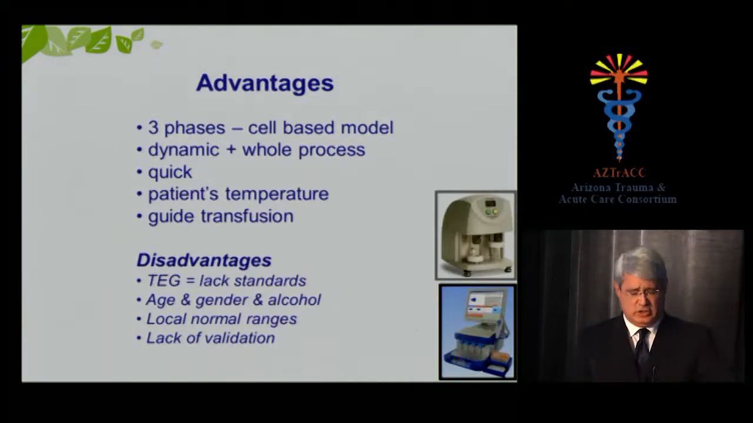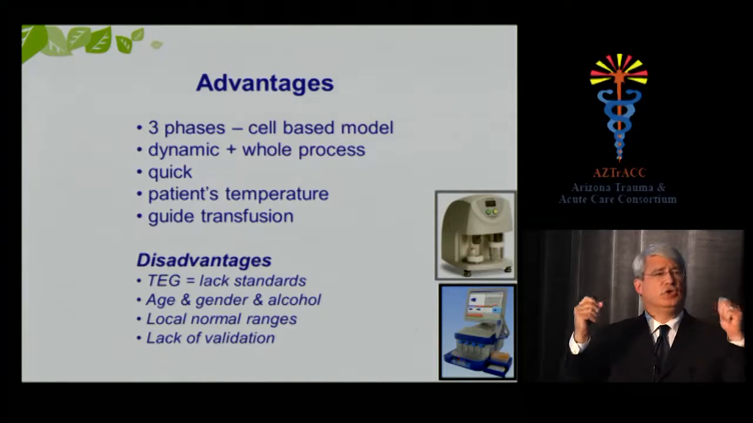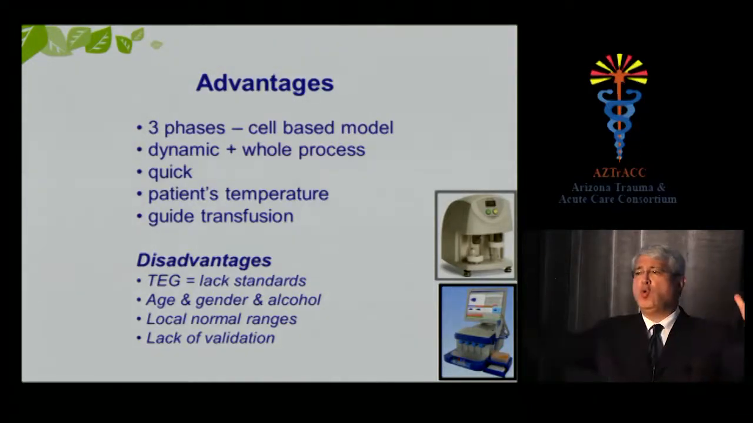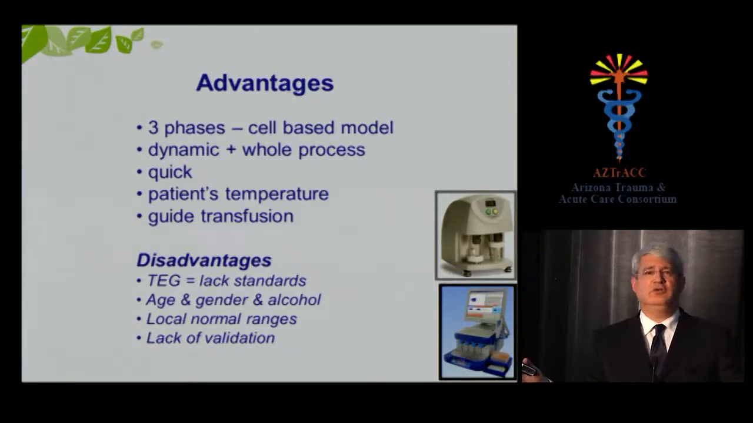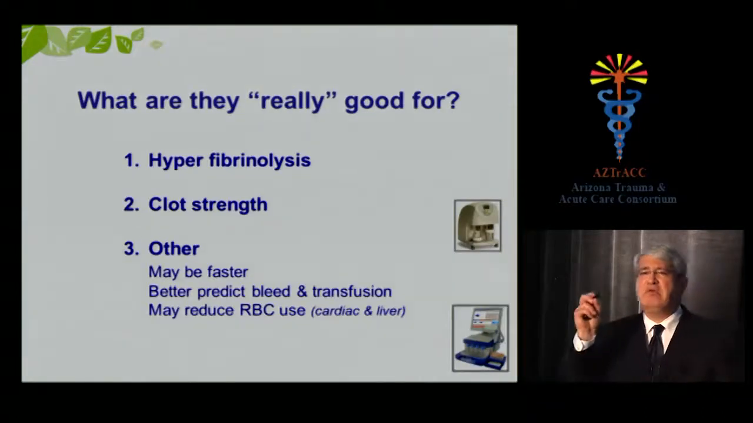Okay, so the advantage of TEG and ROTEM is that it's easy. They are dynamic. They can be done at the bedside. They are quick. They can show the whole coagulation cascade from beginning to end, and they can be done at the patient's temperature. So that's the beauty. But do they have problems? Of course they do. They're lab tests. They have limitations too. They sometimes are helpful, sometimes they're useless, just like any other lab test. So what are they really good for?